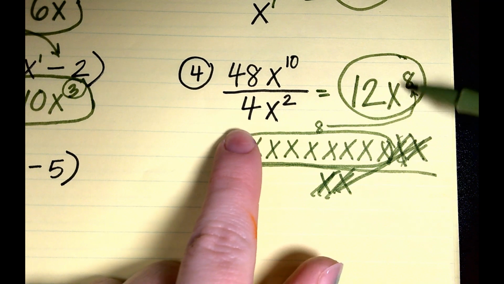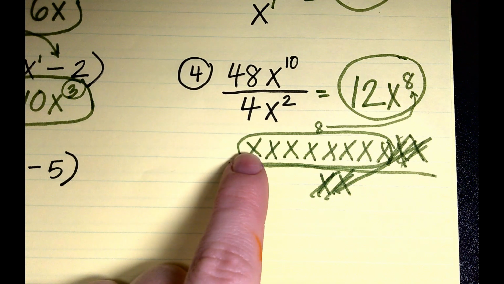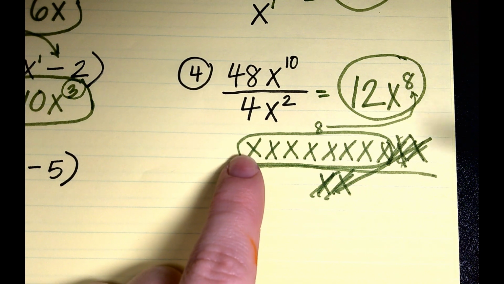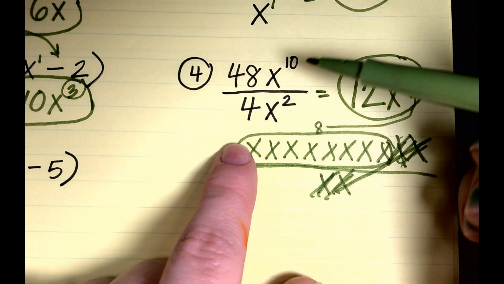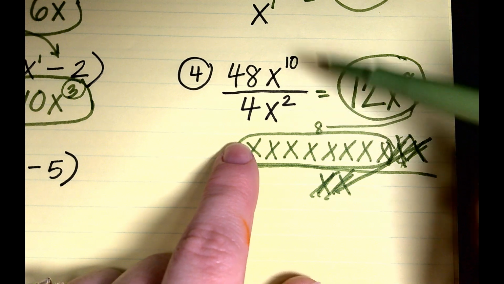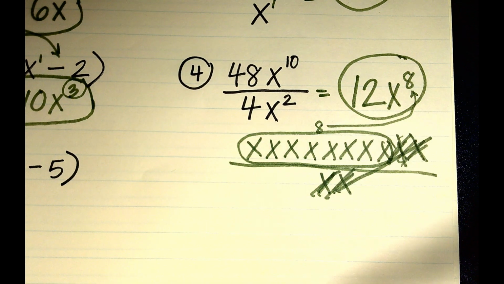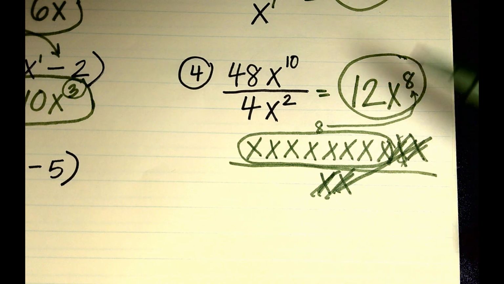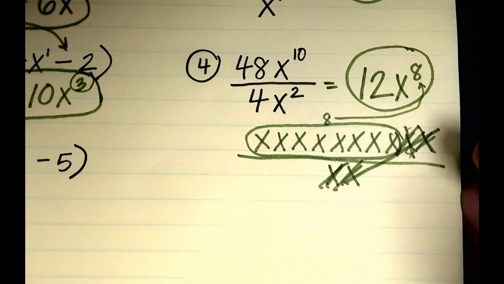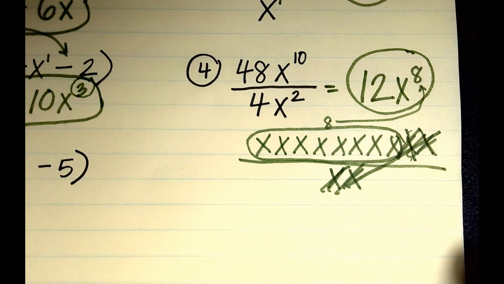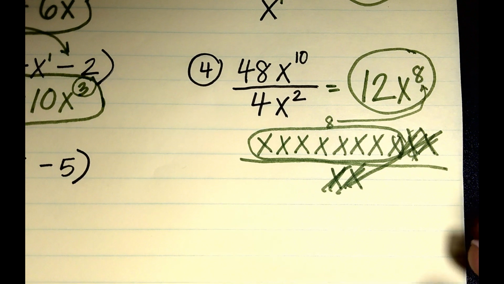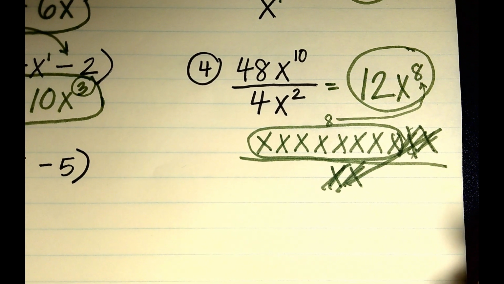What number did you get for your power? Just 12x. Just forgot to do them. That's okay. Whenever we're dividing, just remember all we do is subtract the exponents. When we're multiplying, we add the exponents. Oh, okay. Yes. Okay, good. Anything else for number 4?